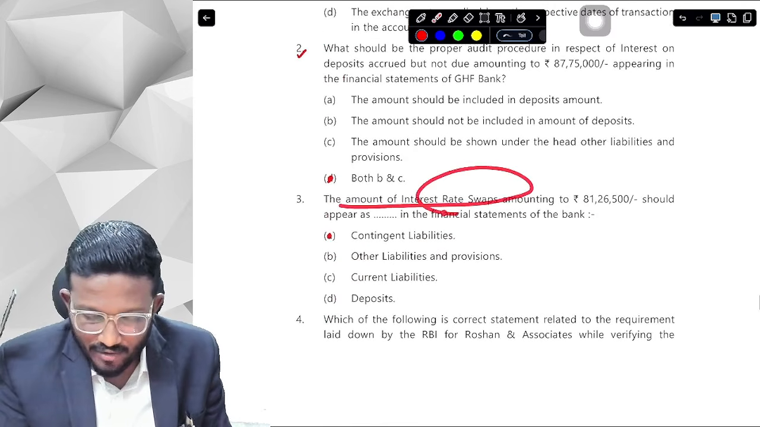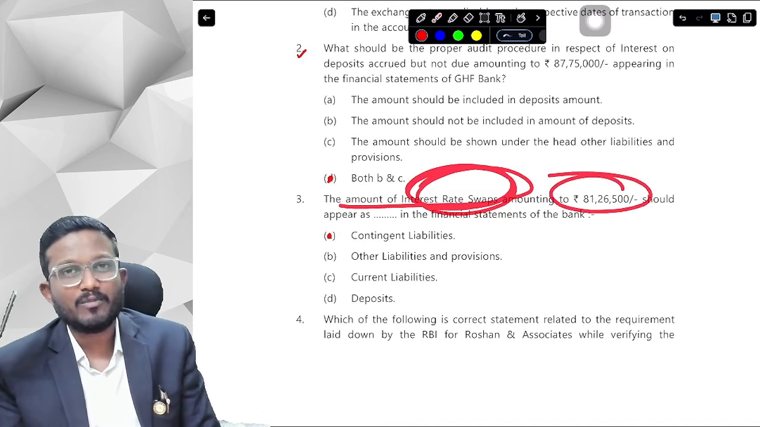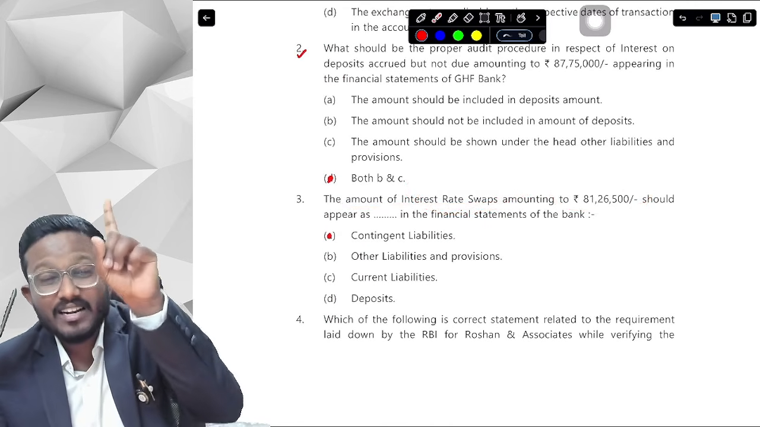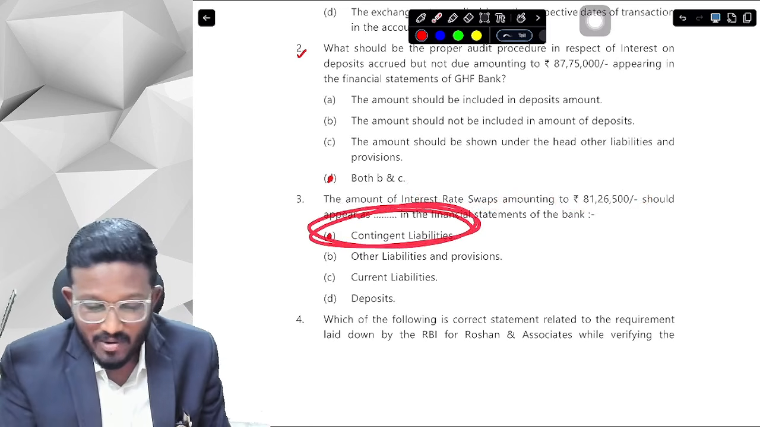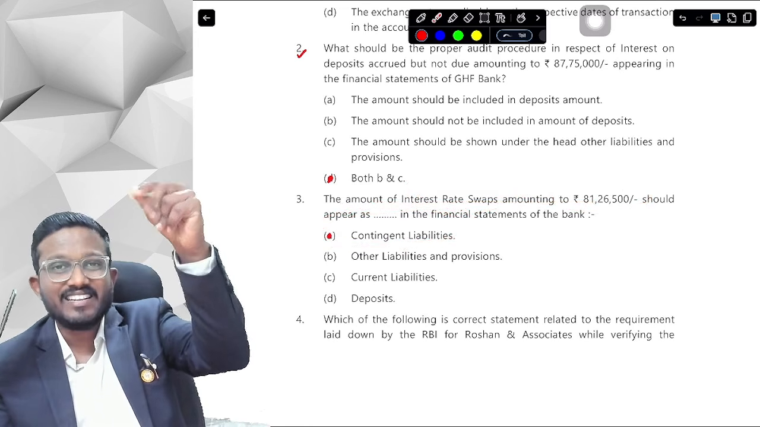Next, there is an amount of interest rate swap amounting to 81,26,500. This is shown under current contingent liability. Just remember that interest rate swap is shown under contingent liability.